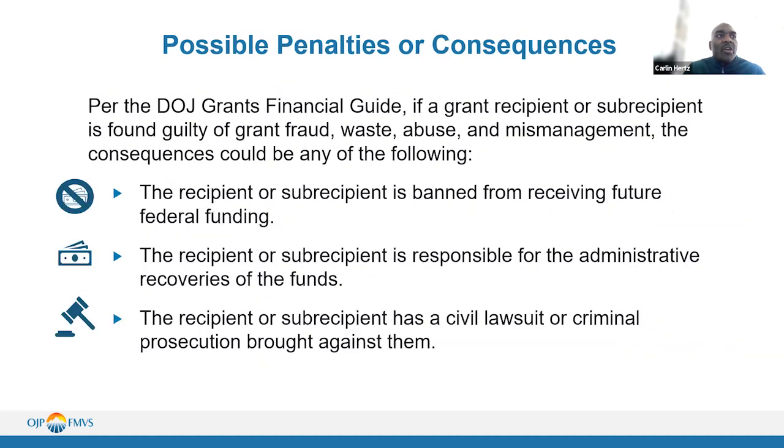Now, we want to avoid this at all costs. However, if a recipient is found guilty of fraud, waste, abuse, or mismanagement, here are some of the consequences. One, they could be banned from receiving future federal funding. Next, they are responsible for the administrative recoveries of the funds. You can have a civil lawsuit or criminal prosecution brought against them.